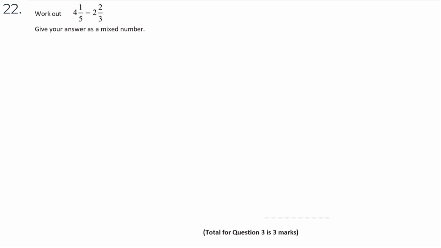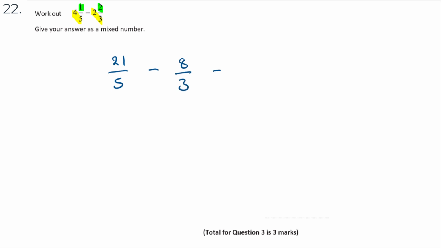So let's take the first one, 4 and 1/5. Now to convert it into an improper fraction, what we do is we multiply the whole number with the denominator, and then we add on the numerator, don't we? So 4 times 5 is 20 plus 1 is 21. So 4 and 1/5 is the same thing as 21 over 5. Okay, let's do the same thing with the other one. So we've got 2 and 2/3 there. So 2 times 3 is 6. And then add on that 2 there, it gives me 8. So that makes 2 and 2/3 the same thing as 8/3. So minus 8/3.